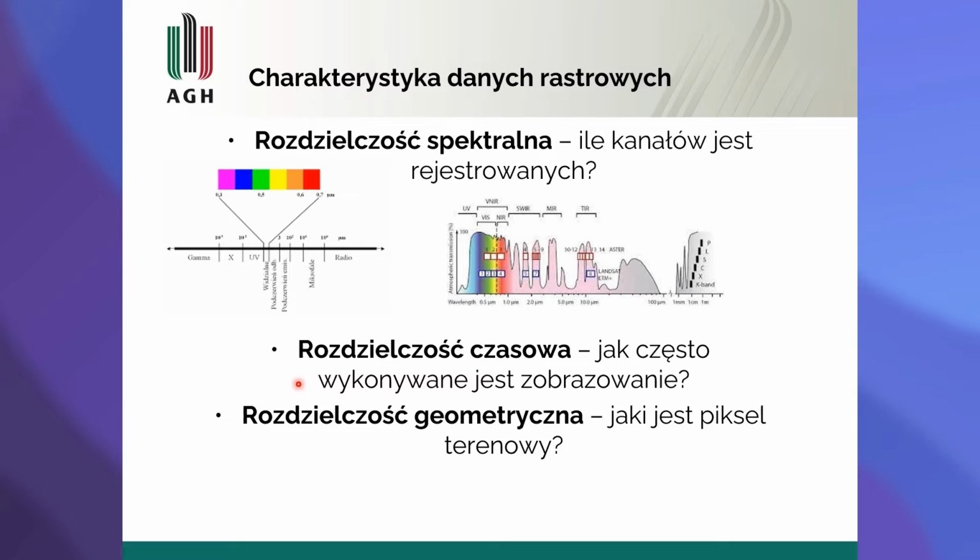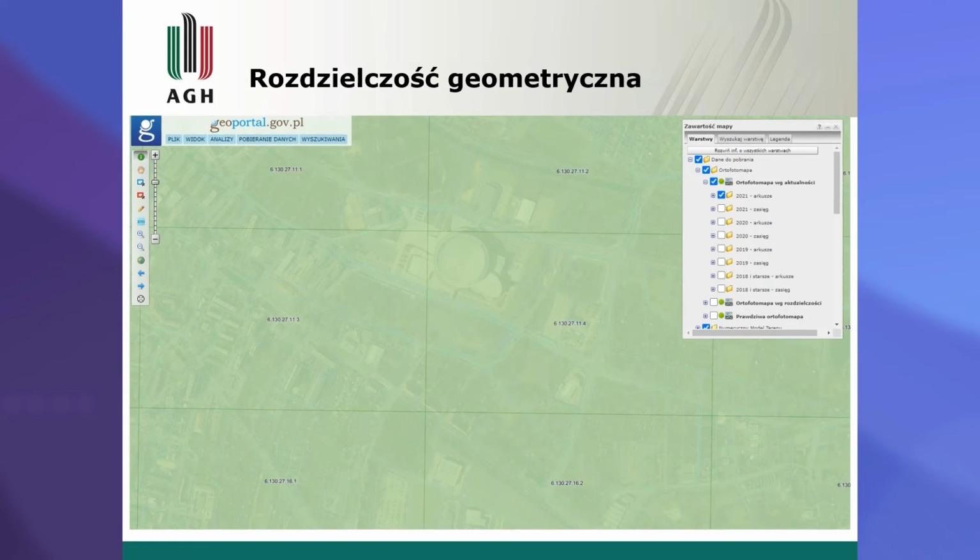If the atmospheric conditions are poor, it can be impossible. And now, geometrical resolution: what is the terrain pixel size? I would like to tell you that in the next slide.